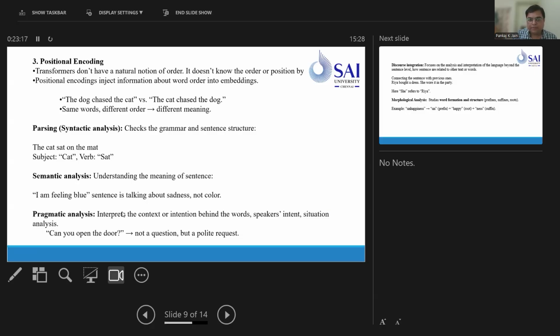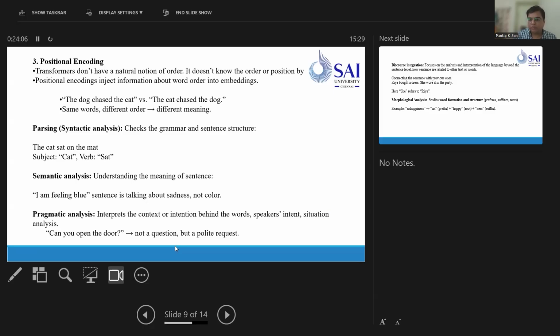Next comes the pragmatic analysis. It interprets the context, the situation, or the intention behind the words, the intent behind the speaker or the writer. If you take the example, it is written, can you open the door? If you see it, it is not a question, it is a request. If you are standing in a room and you ask your sister or your brother, can you open the door, it's not like you are asking about their strength. It is asking them to open the door.